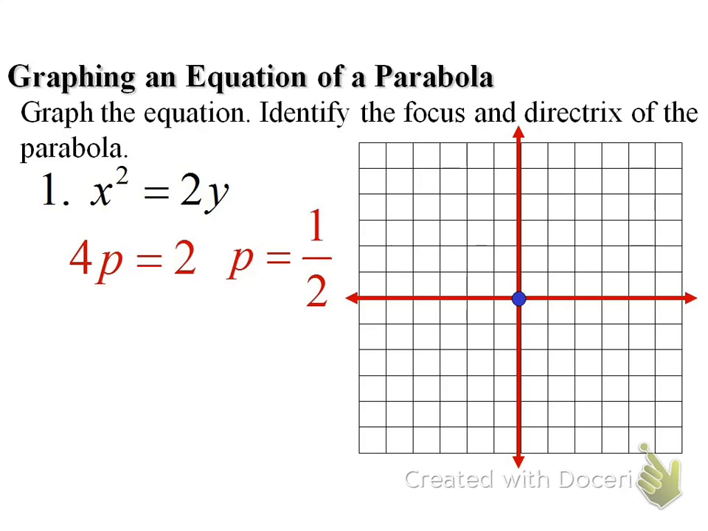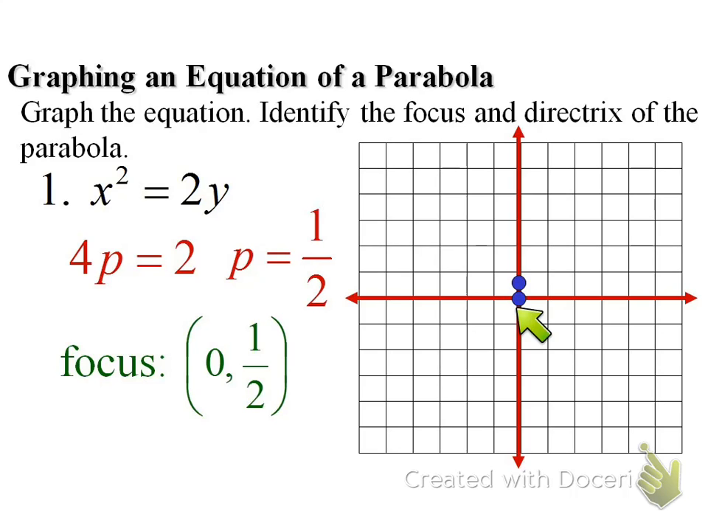Now, since there's obviously no transformations going on, I know that my vertex is going to be at 0, 0. Is this going to open up or down, or left or right? It's going to open up. P is positive, and the x is the part that's squared. I see an x squared in it, so I know it's going to open up. That means that my focus is going to be above my vertex. So that would have to be at the point 0, 1/2.